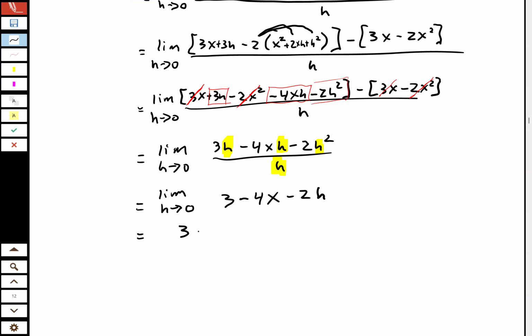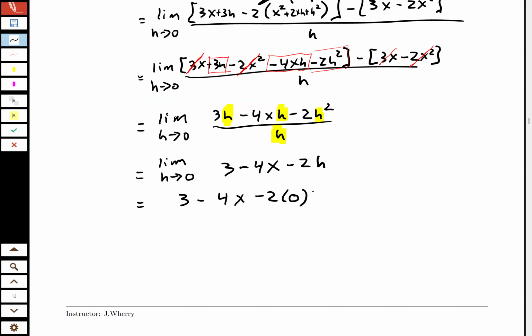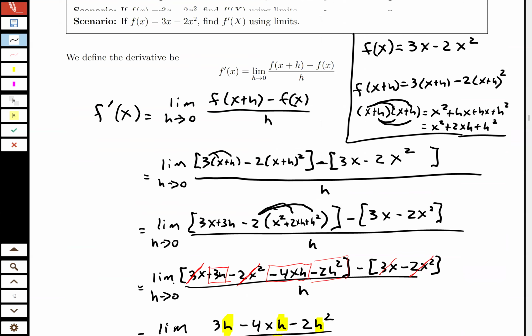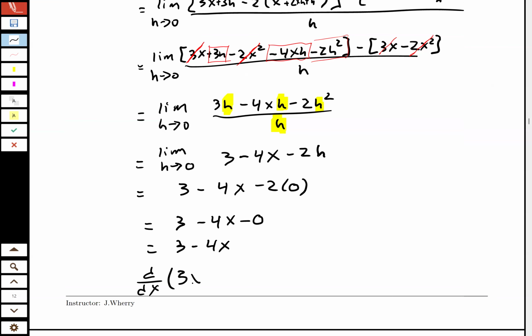As h goes to 0, I'm going to plug 0 in for h. That gives me 2 times 0, or 0. So I have 3 minus 4x minus 0, or 3 minus 4x. So if I were to look at the derivative of my starting function, that starting function again was 3x minus 2x squared. It should leave you with 3 minus 4x as the derivative function.